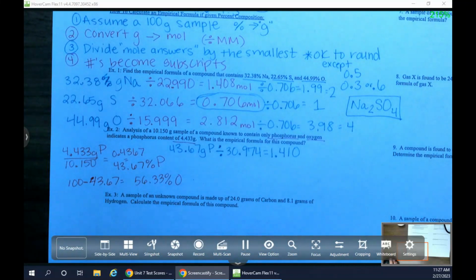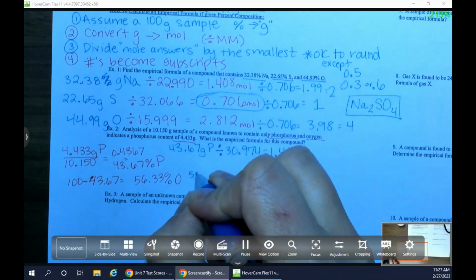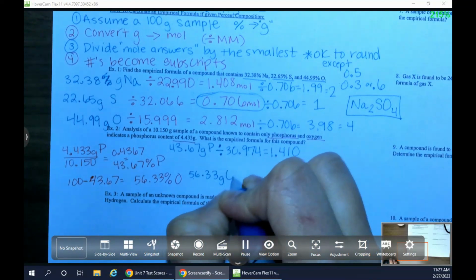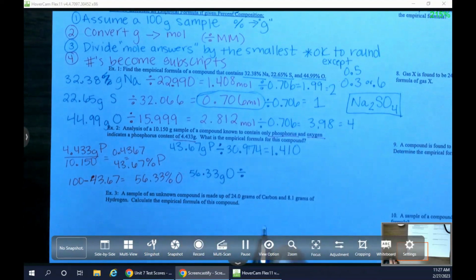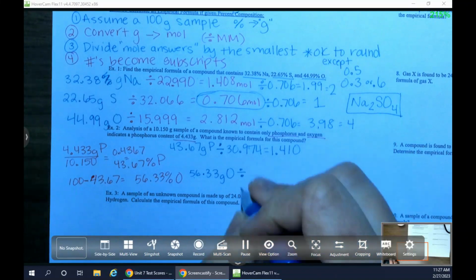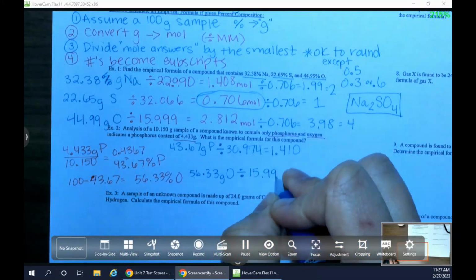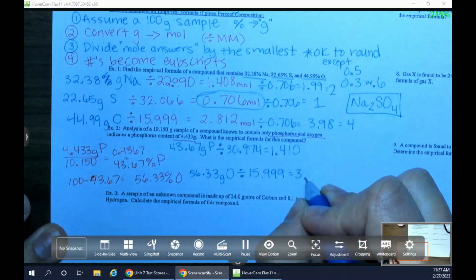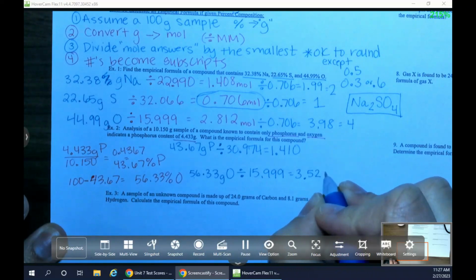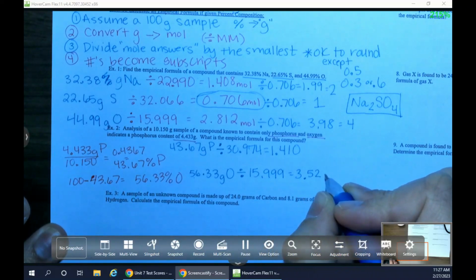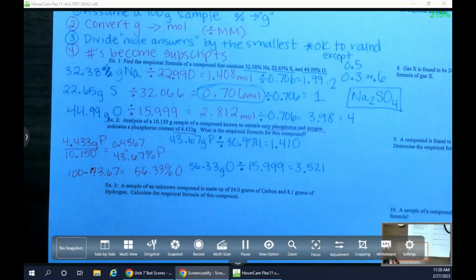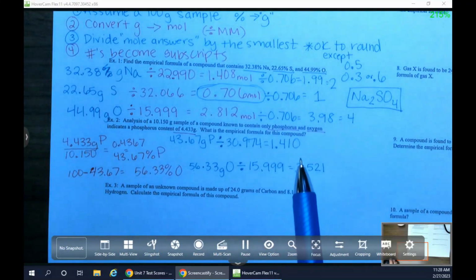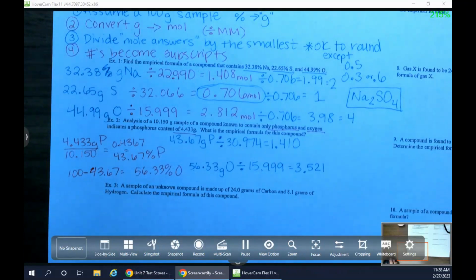All right. Our next one, we have 56.33 grams of oxygen. What number am I going to divide that one by? Perfect. 15.999. So what'd you guys get for that one? 3.52 what? 0. Is there something after the 0? An 8, so we'll go up to 1. Good. Perfect. All right. Awesome. So 1.410, 3.521.